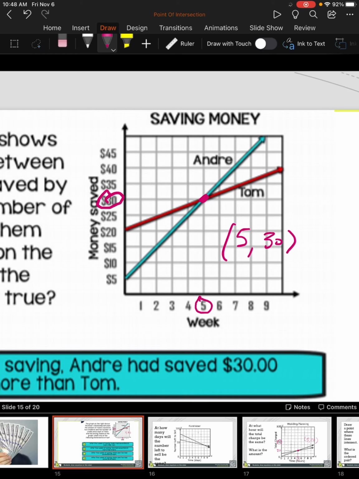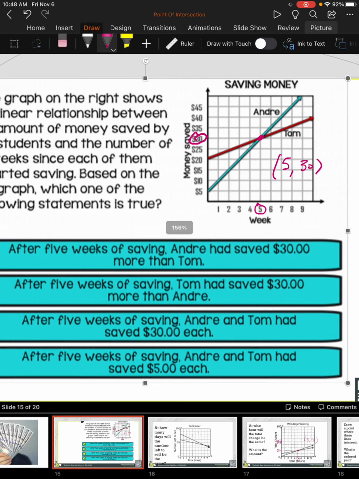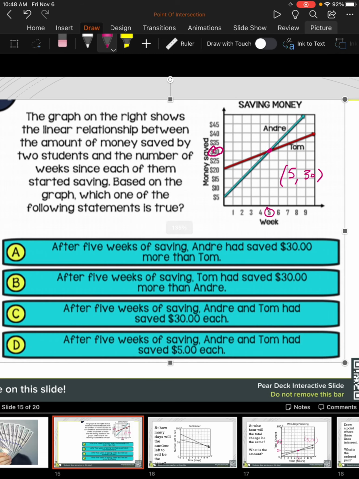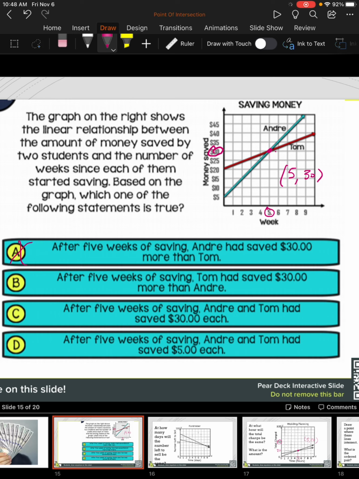That's where it's equal. All right, now let's look at our answer choices and see which one of those is the best. So, after 5 weeks of saving, Andre has saved $30 more than Tom. Well, that's not true because at 5 weeks, look, they've saved the same amount. After 5 weeks of saving, Tom has saved $30 more. No, Tom hasn't saved more. The red line, he's not saved more. No, not at 5 weeks. After 5 weeks of savings, Andre and Tom had saved $30 each. And yes, that's true. That's what we said at the beginning. So C would be the right answer.